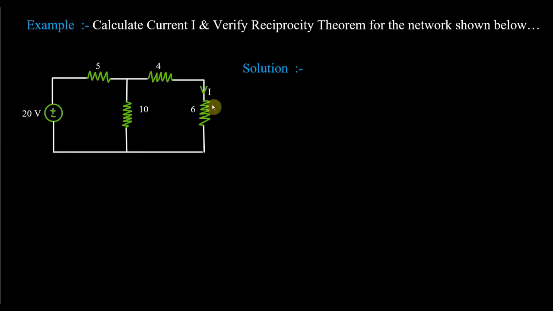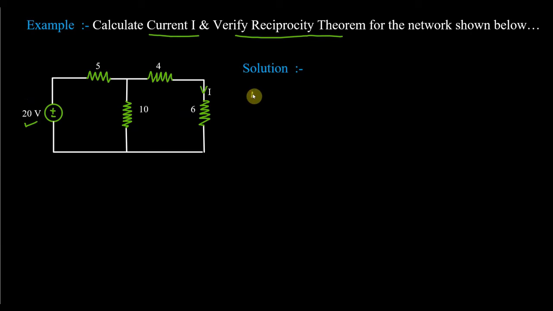So there are two aims here. The first is that we have to find the value of current I, and the second is that we have to verify the reciprocity theorem for this network. This is a very simple network. You can see that this network is linear and bilateral because it has resistances and only a single independent energy source. Which source have they given? They have given the voltage source. So we will first calculate the value of the current, and then we will verify the reciprocity.